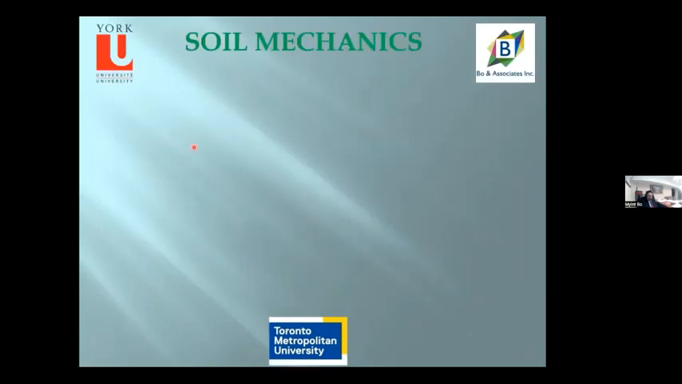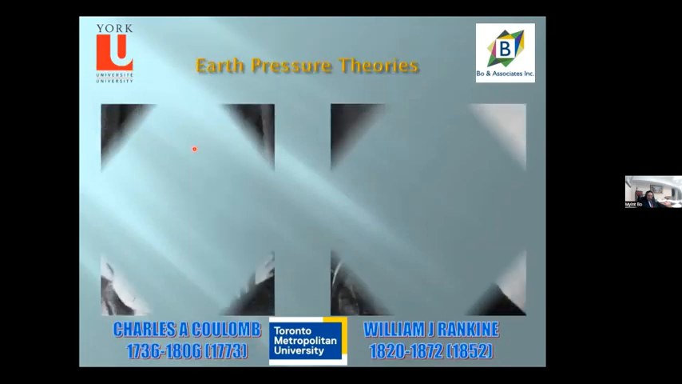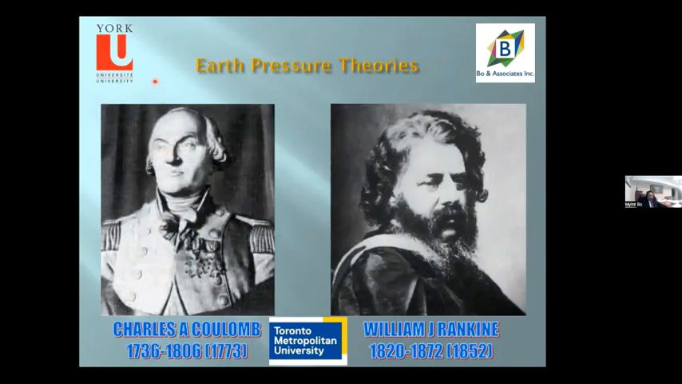Soil mechanics. The very first soil mechanics theory was developed by the French gardener named Charles Coulomb in the late 18th century, 1773. His theory was updated, taking into consideration the soil structure interaction, by the Scottish academic William Rankine in 1852, about 80 years later.